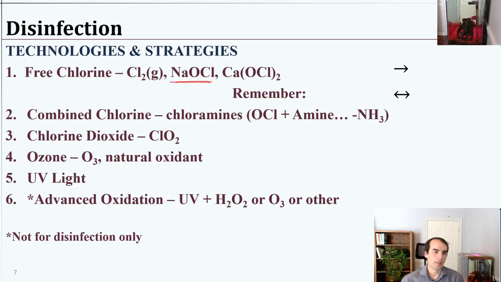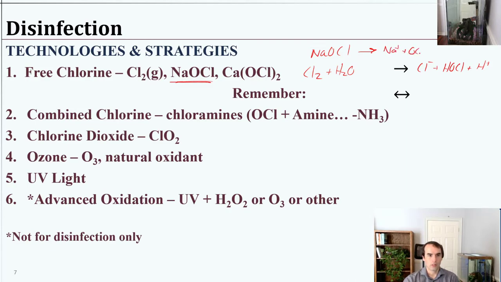Essentially, for the case of chlorine gas, it would be Cl2 plus water ends up yielding Cl minus and HOCl and H plus. So if we do chlorine gas, we actually are adding some acid. We're getting that HOCl, and that's just that reaction between chlorine gas and water. Now, remember that after we add, let's say, NaOCl, this will go to Na plus and OCl minus. So either way we do it, what we're looking at is complete dissociation when we first apply it.